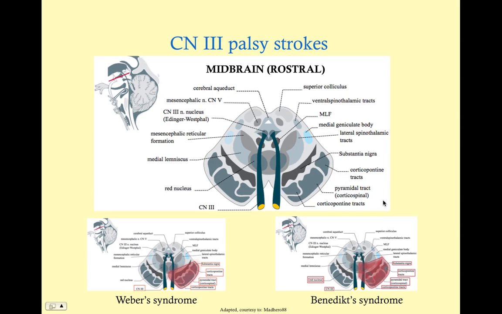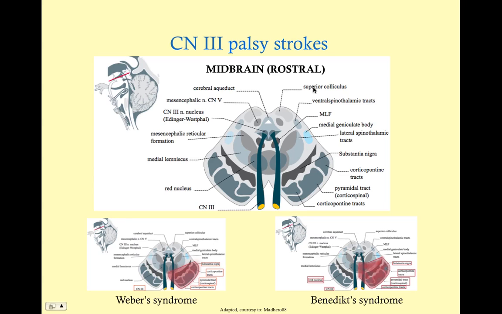Alright, so the two CN3 palsy strokes are Weber syndrome and the more severe Benedict syndrome, and they're both due to penetrating branches of the posterior cerebral artery that go into the rostral midbrain. So let's first start with talking about the rostral midbrain. The rostral midbrain, at the point that these strokes happen, is at the level at which the third cranial nerve comes out. And so that's why it affects the third cranial nerve.